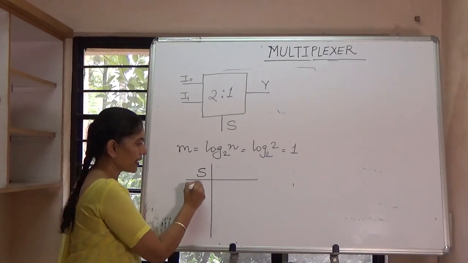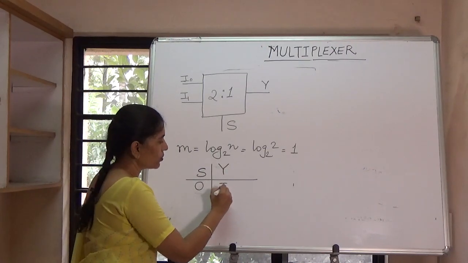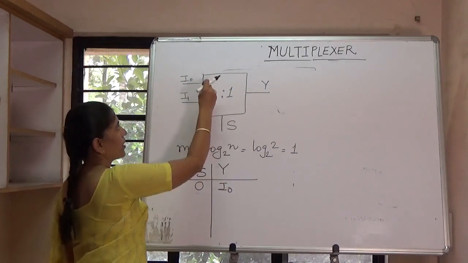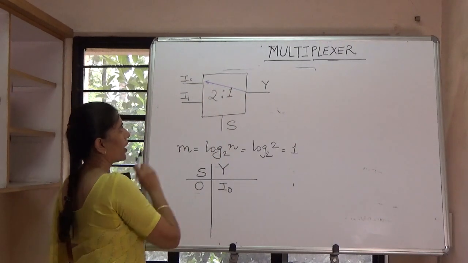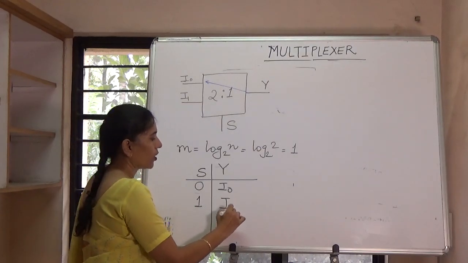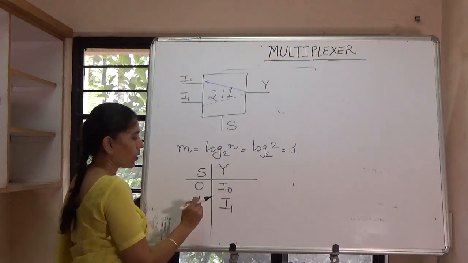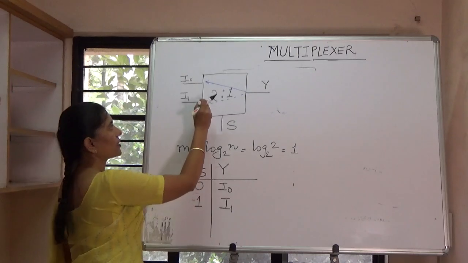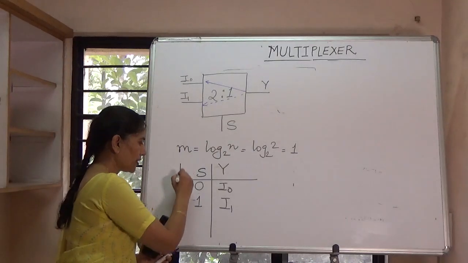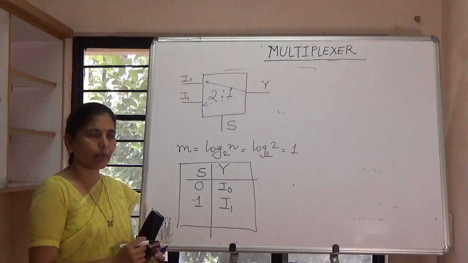So if the select line is a 0, then let us assume that the output Y is equal to I0. That means the I0 line will be connected in case of S being a 0. However, if S is 1, then output will be equal to I1. So in the other case, when S is 1, I1 will be selected and connected to output Y.